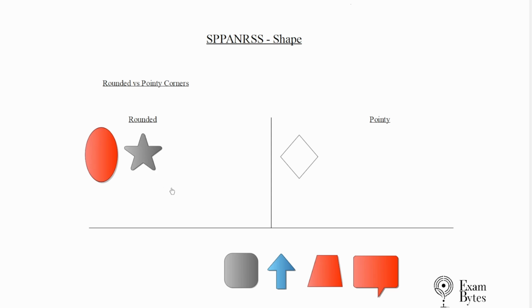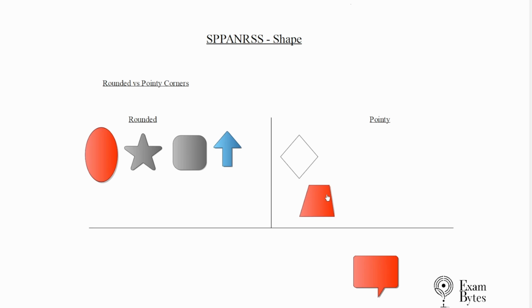And remember, as we're looking at corners, we link those two together. The square in the rounded section, it's got rounded corners or rounded angles. The arrow. Now, this is pretty much rounded, very tiny rounded corners. This trapezium, of course, is in the pointy corner. Pointy does not mean acute, it just means very angular.